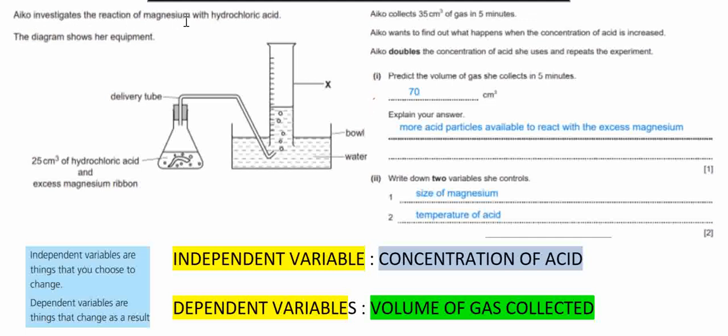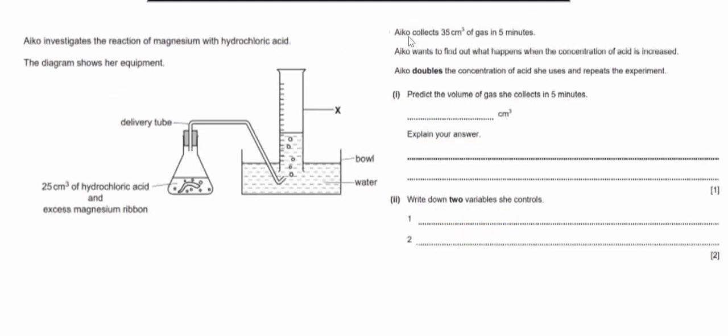Ico investigates the reaction of magnesium with hydrochloric acid. The diagram shows her equipment: 25 cubic centimeters of hydrochloric acid and excess magnesium ribbon. Now the delivery tube produces bubbles of gas, and this is X. Ico collects 35 cubic centimeters of gas in 5 minutes. Ico wants to find out what happens when the concentration of acid is increased. So increase means the variable that Ico changes. So Ico doubles the concentration of acid.